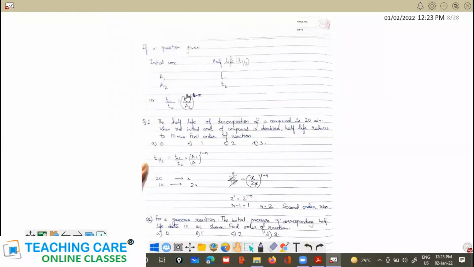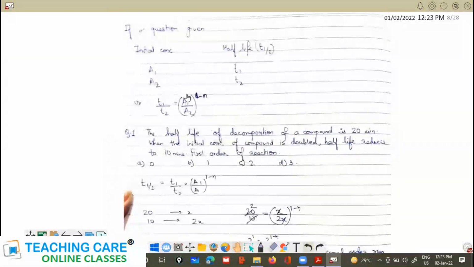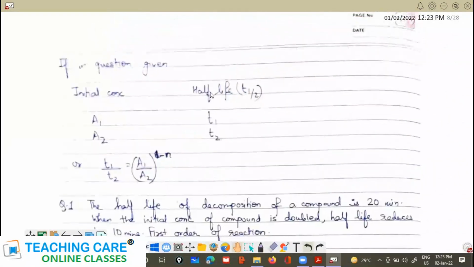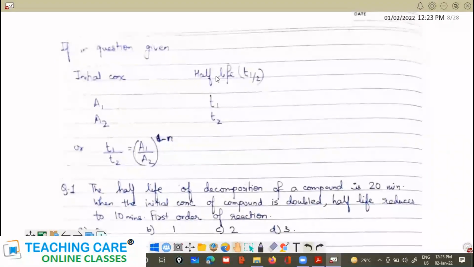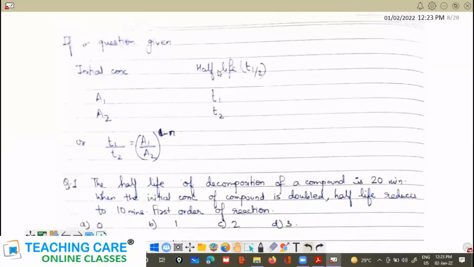See here. If in the question the initial concentration A1 has half-life T1, and A2 has half-life T2, then T1 by T2 is equal to (A1 by A2) to the power 1 minus n. You can write it like this, and if you get the value of n, you can easily find the order of the reaction.